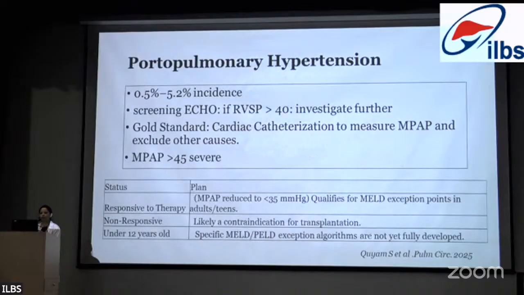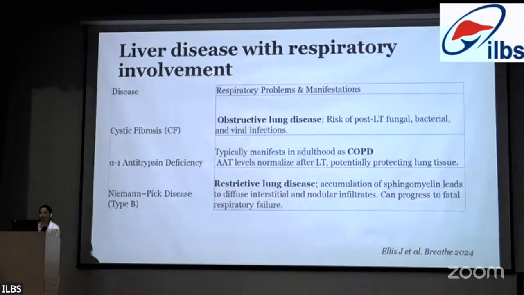Portopulmonary hypertension incidence is very low in children, and we do screening echo. If right ventricular systolic pressure is more than 40, we have to investigate further with right heart catheterization to measure mean pulmonary artery pressure. If it is more than 45, the patient goes for medical therapy. If they are responders, they qualify for MELD exception for bigger children. But for children under 12 years of age, MELD exception algorithms are not yet fully developed. And in non-responders, it's likely a contraindication for transplant.